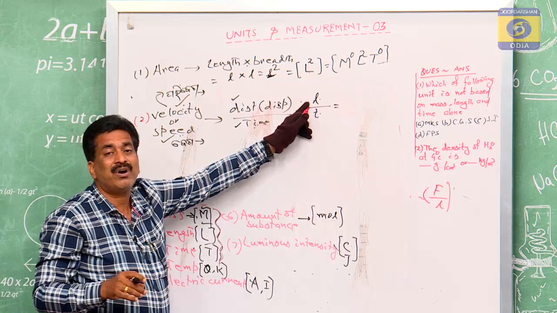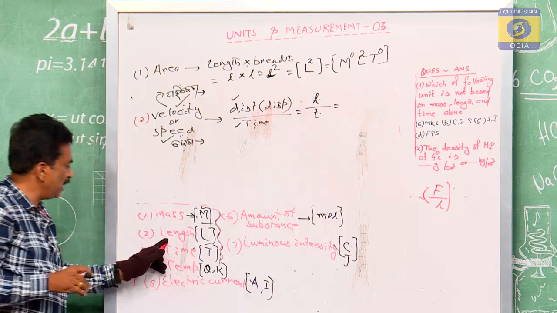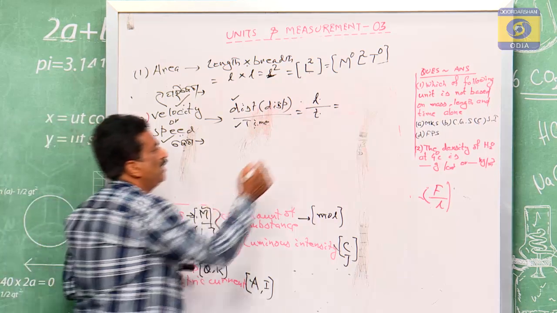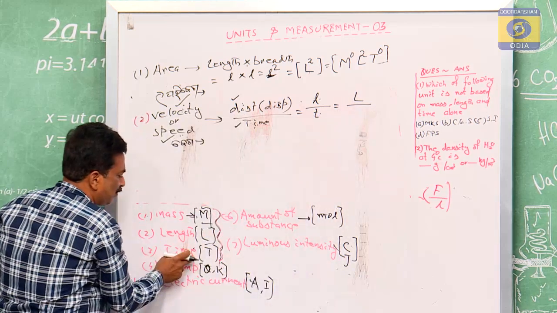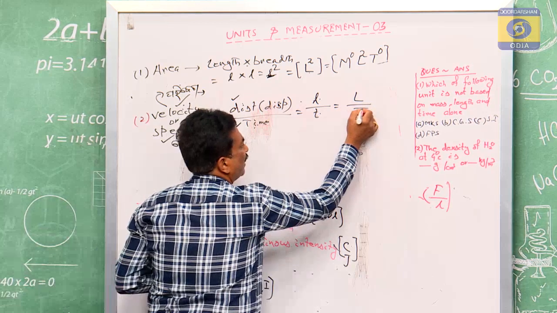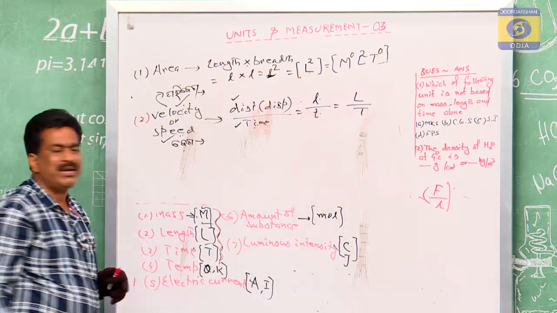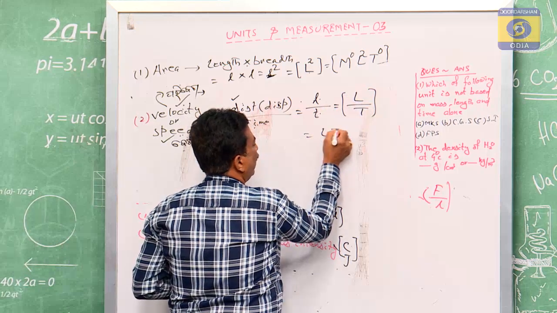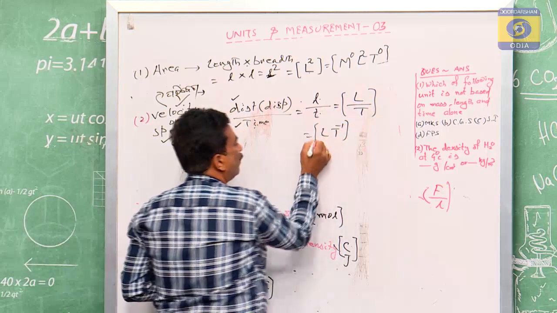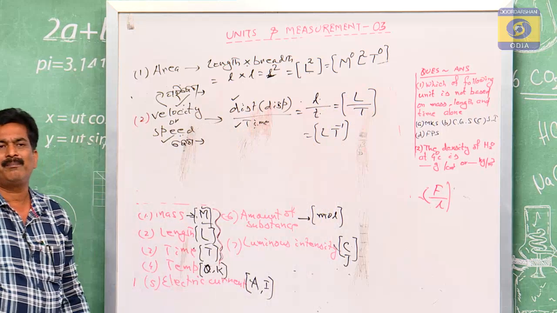You see L for the length. You see the length dimension is L. So this is L divided by T. T, the short form, was for the time. For the time, that is the capital T. L by T, that is to be put in a bracket. This T will go up. So L T to the power of -1.